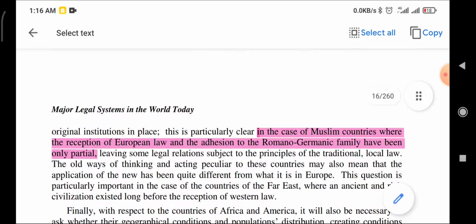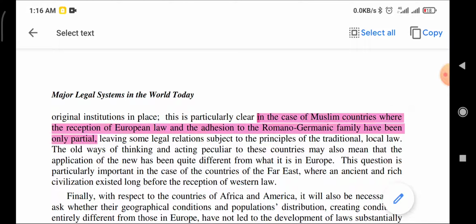Sometimes reception has left some of these original institutions in place. This is particularly clear in the case of Muslim countries, where the reception of European law and the adhesion to the Romano-Germanic family have been only partial, leaving some legal relations subject to the principles of the traditional local law. The old ways of thinking and acting peculiar to the country may also mean that the application of the new law has been quite different from what it is in Europe.